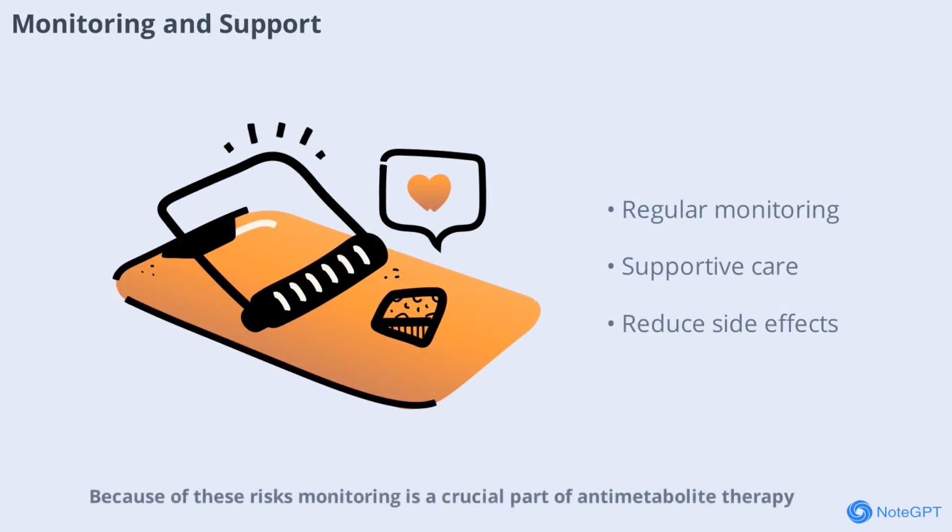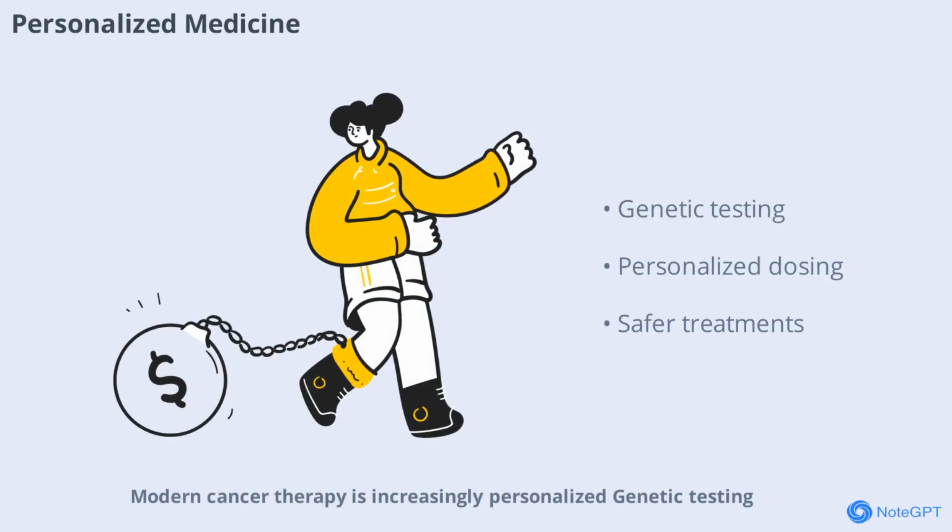Because of these risks, monitoring is a crucial part of antimetabolite therapy. Doctors regularly check blood counts, kidney and liver function, and watch for signs of infection or organ toxicity. Supportive care like hydration, folic acid, and vitamin B12 supplementation can help reduce side effects and keep patients safe during treatment. Modern cancer therapy is increasingly personalized.